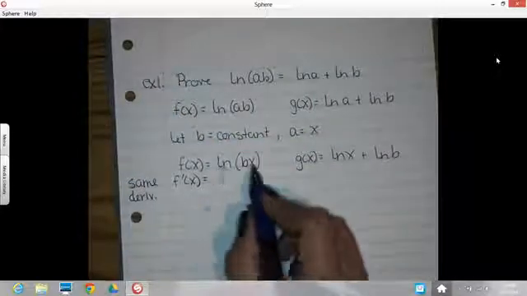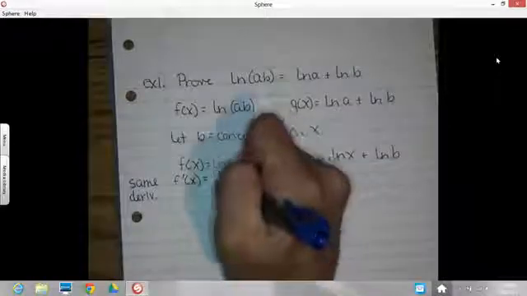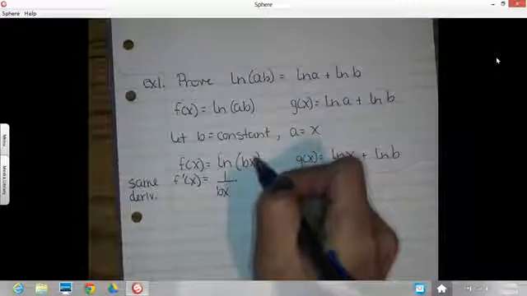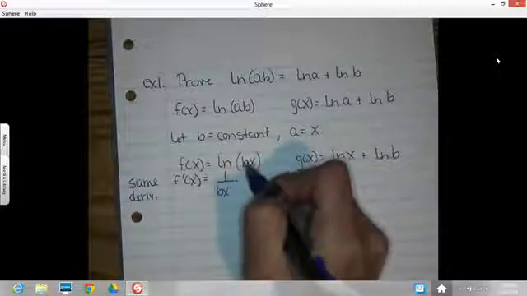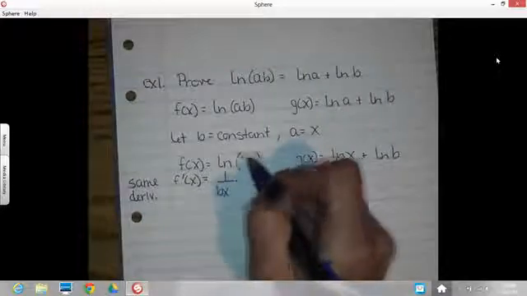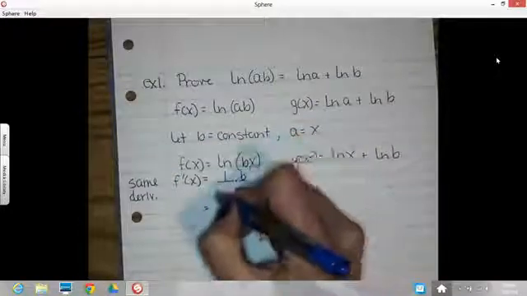Okay, it's a natural log. The rule there is 1 over the u times the derivative of this. Remember, b is a number. Think of it as a 2. The derivative of 2x would be just the 2. So it's just the constant b here. That's my derivative. B's would cancel. 1 over x.